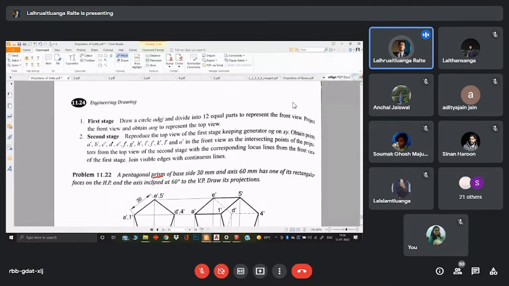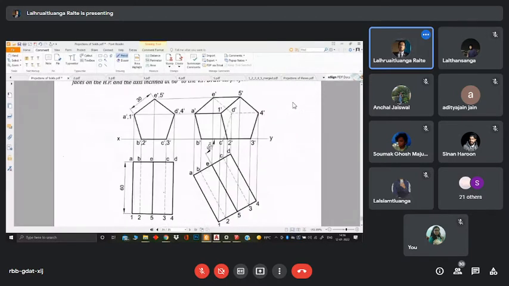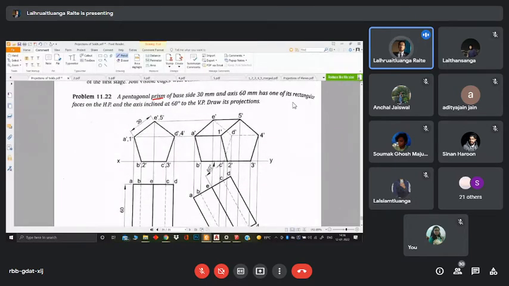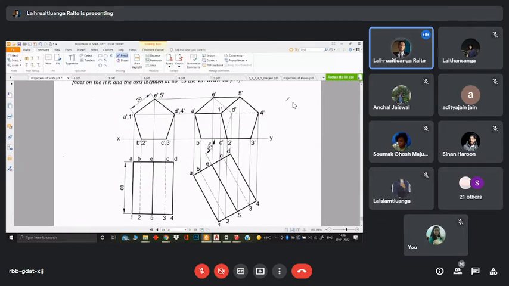Draw its projections. On situations like this also, we are going to locate our prism in such a way that it is perpendicular to the VP, and we get this, and we make the axis inclined at 60 degrees, and eventually we get the projections. This is one of the easier ones actually.